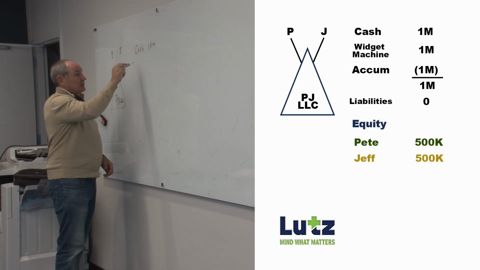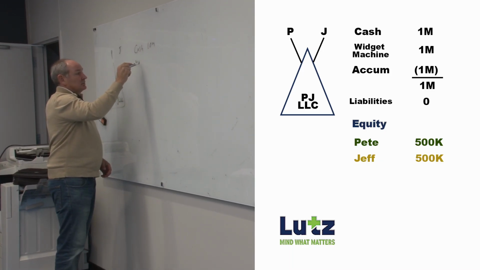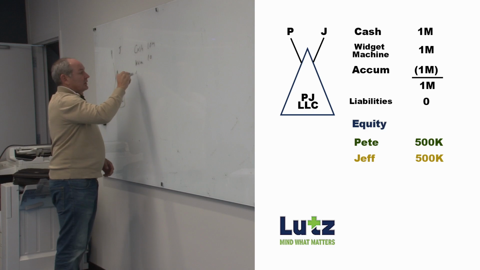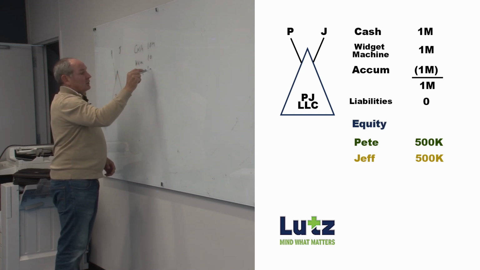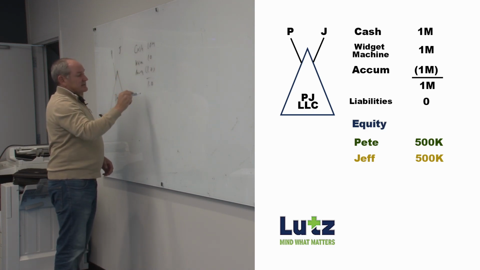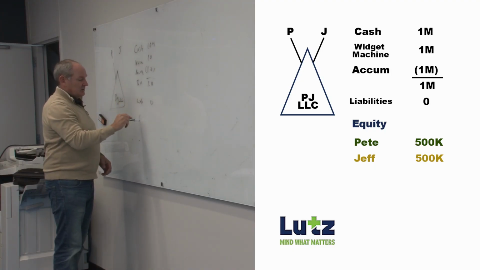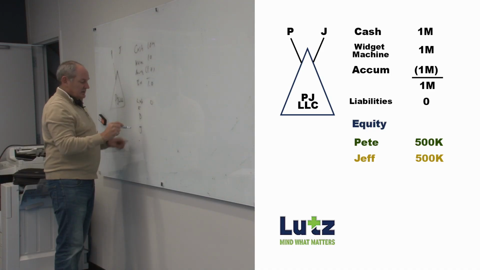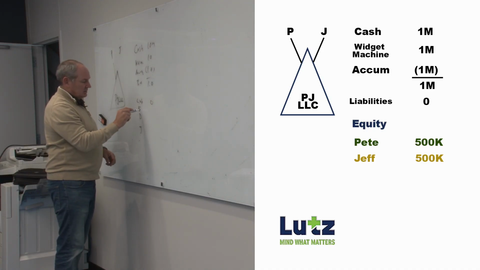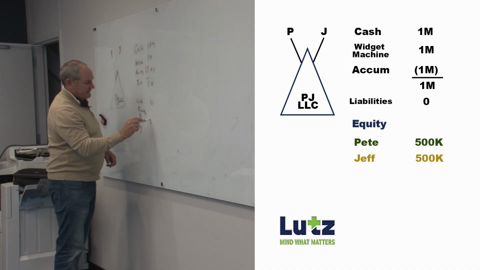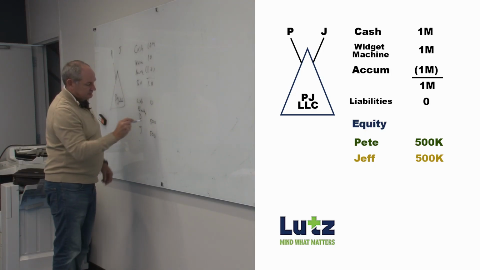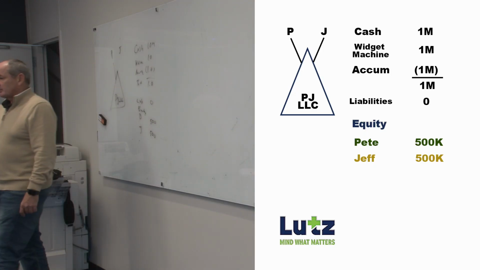So we have cash of $1 million, correct? We have a widget machine, 1 million, accumulated, 1 million, asset side 1 million, liabilities 0, Pete and Jeff in the equity section is 500 and 500. Okay, that's what we have up there.